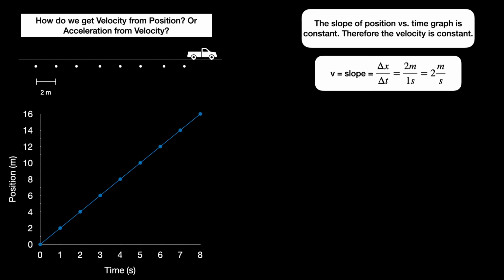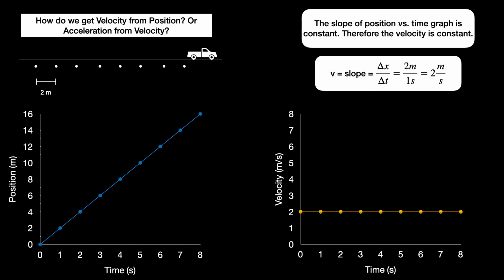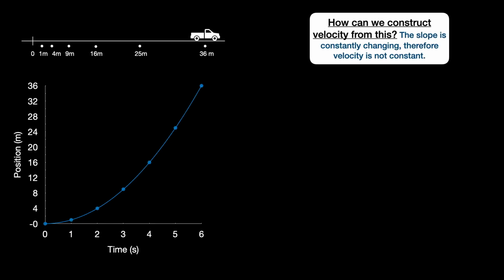And so we can figure out what the velocity is by figuring out the slope of that line. So we have velocity is equal to delta x over delta t, which is just 2 over 1, which is 2 meters per second. And we could graph the velocity. It's a constant, so every second it's going to be 2 meters per second. Okay, so pretty easy there.